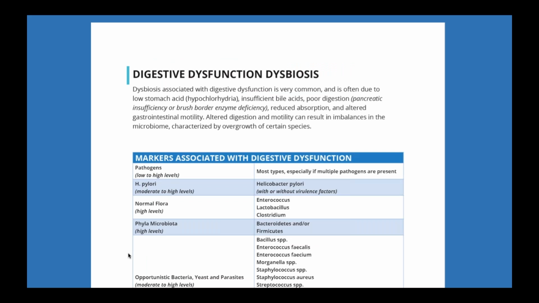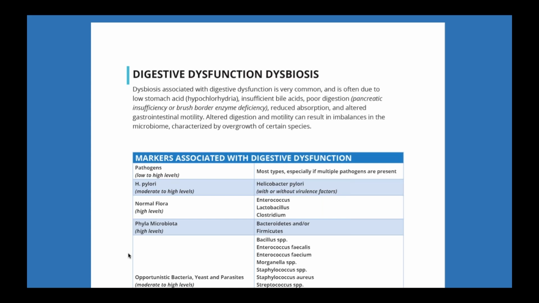And just kind of as a quick summary of what we've been talking about today, that's in this summary at the top of the sheet. So I'll just go ahead and read that now because it's a good summary of everything that we've talked about so far, which is dysbiosis associated with a digestive dysfunction is very common and is often due to low stomach acid or hypochlorhydria, insufficient bile acids, which we didn't really talk much about today, poor digestion, both pancreatic insufficiency and or brush border enzyme deficiency, reduced absorption, and altered gastrointestinal motility.